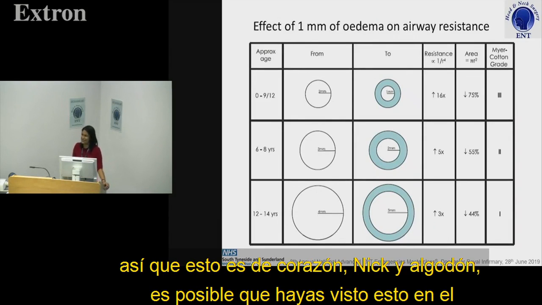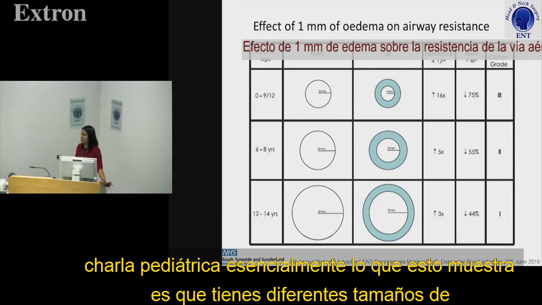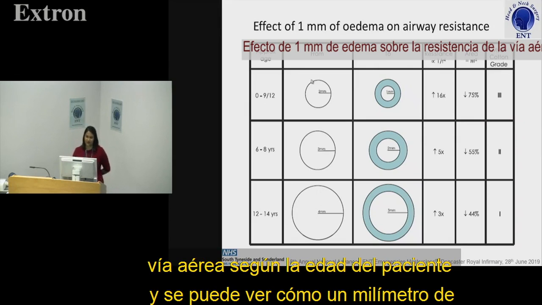So this is from Hartnick and Cotton. You might have seen this in the pediatric talk. Essentially what this shows is you've got different sizes of airway based on the age of the patient.